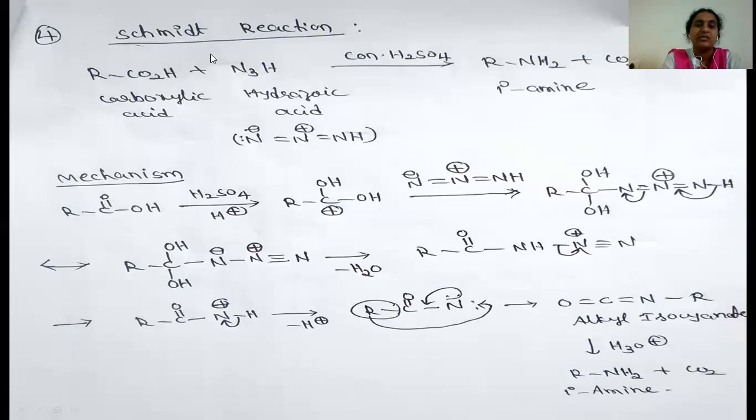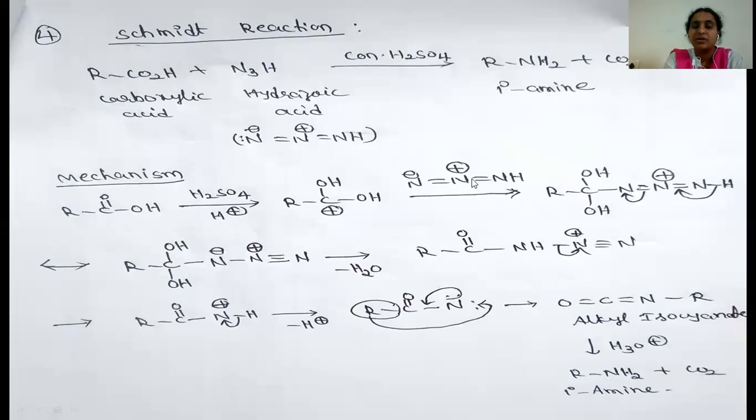In this Schmidt reaction, the starting reactant is carboxylic acid, which reacts with hydrazoic acid in the presence of concentrated H2SO4, which produces the primary amine. And coming to the mechanism, when carboxylic acid reacts with the acid, here oxygen, having the lone pair of electrons, takes its H plus, and simultaneously the pi bonding electrons shifted towards the oxygen, so carbon will get the plus charge.